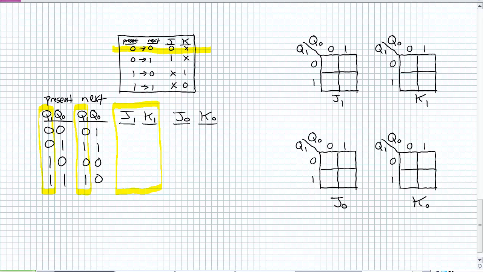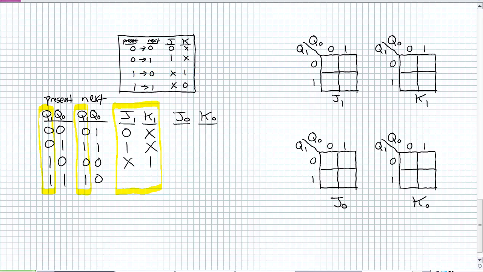Where are we on the truth table? We're right there. J could be a 0. K could be don't care. Okay, move on to the next one. Q1 is presently a 0. It's moving to a 1. Where are we? We're right here in our truth table. So J could be 1. K could be don't care. Now move on to the third one. We are a 1. We're moving to a 0. Where are we? Right here. Okay, so J could be don't care. K could be a 1.